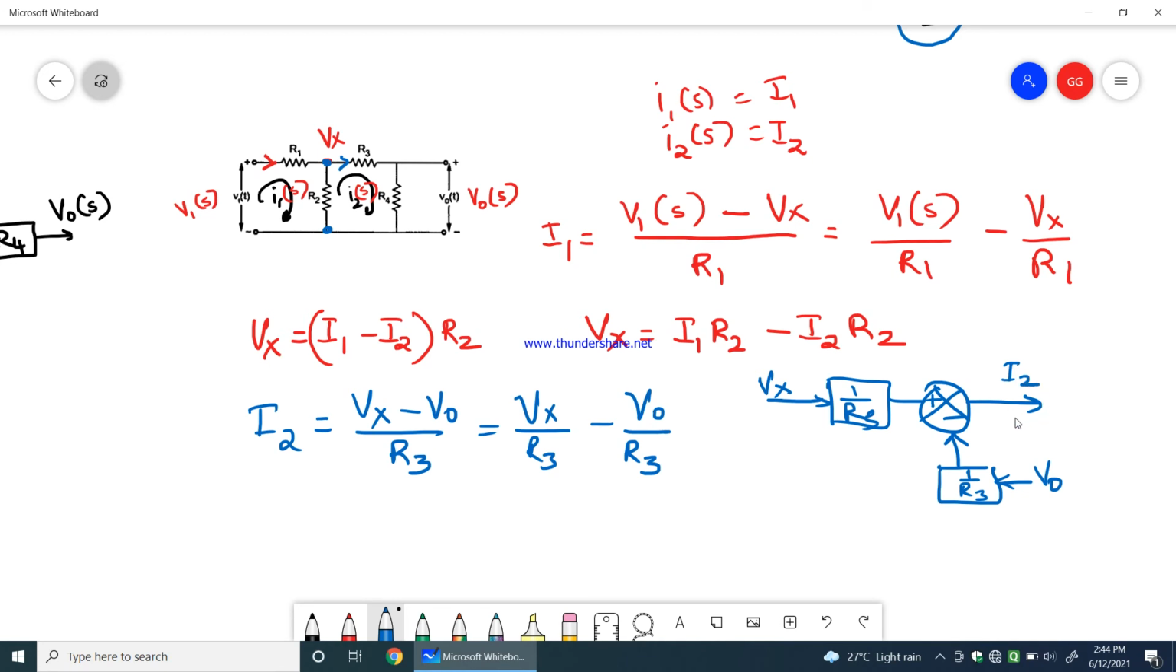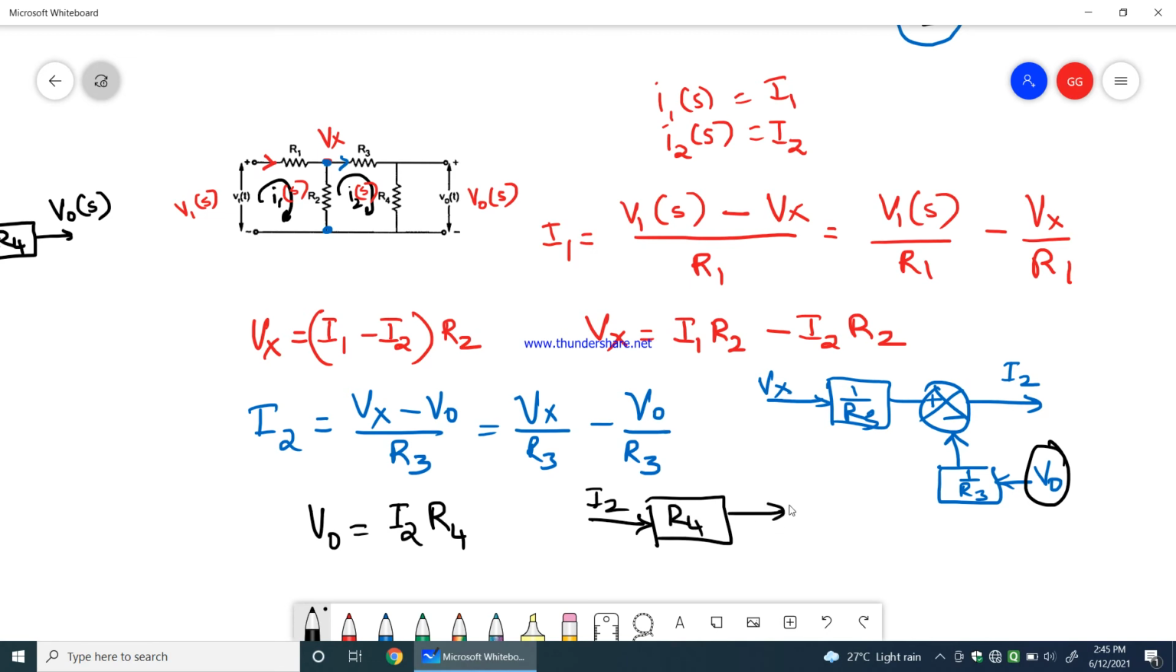Okay. Now what is the last block? I think this is the last part. So Vout is what I need. Therefore Vout equals, I know that Vout is the current through R4 multiplied by R4, therefore I2 into R4. So I2 multiplied by R4 will give me Vout. So we have now written all the 4 blocks.